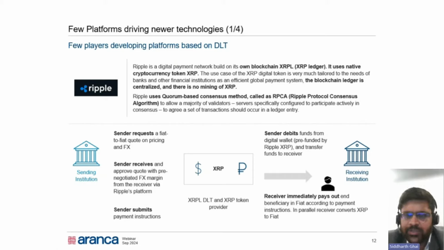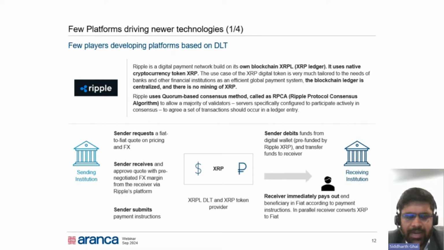So you give all the information of the recipient to the platform. The platform converts your currency to the XRP token, and the XRP token is transmitted through the blockchain ledger to the receiver based on the information that has been given in the system. Once the system transmits that particular token to the receiver, the receiver has the option to redeem or to reconvert the XRP token to a fiat currency in their local currency, native currency.